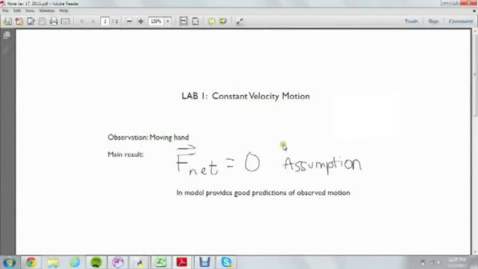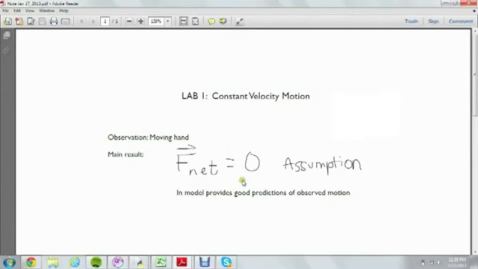Now we're going to step through the same lab report and show you what the experts thought about it. Keep these critiques in mind when you start to plan your own video lab report. Modeled it. The main result: applying the momentum principle or Newton's second law by setting F net equal to 0 to model good predictions of the observed motion.